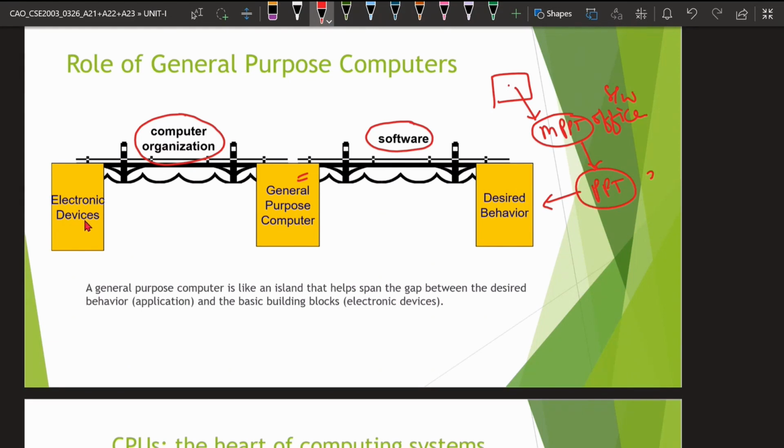So we have electronic devices. We will organize these electronic devices so that we form a general purpose computer. On that general purpose computer we will install some software, and that particular software will give us our desired output or desired behavior that we are doing. Okay.